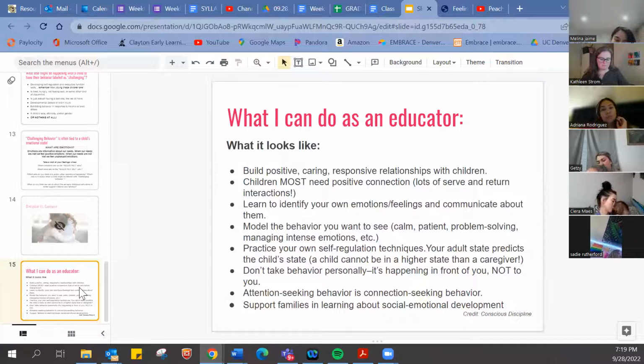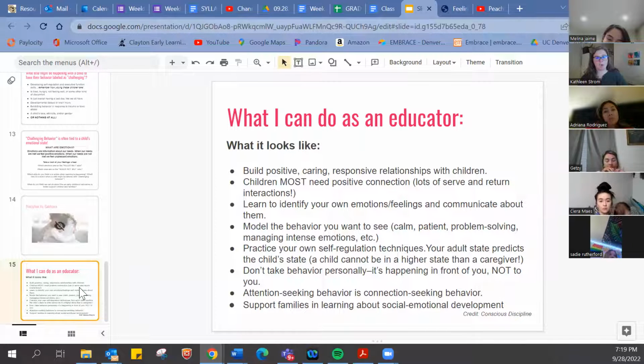But remember that building positive, caring, responsive relationships is just about the most important thing you can do as an early childhood educator to support young children. Young children need positive connection, especially with their primary caregivers. You might be a primary caregiver for particular children, especially if you're a teacher in a classroom, right? So, lots of serve and return interactions help build those positive connections.